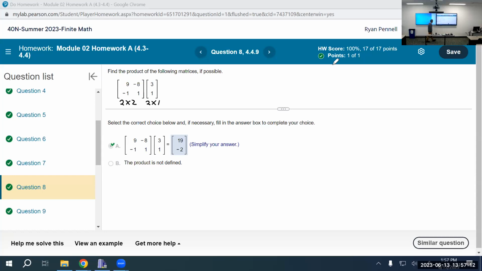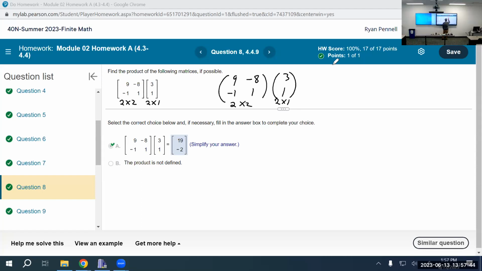Okay. So we want to multiply these. How do you multiply a matrix by another matrix? Oh, carefully. That's how you do it. So the first thing I want to show you is what your result will look like. This is how I like to think about it. It really helps me keep things straight. So I'm multiplying a 2 by 2 by a 2 by 1.